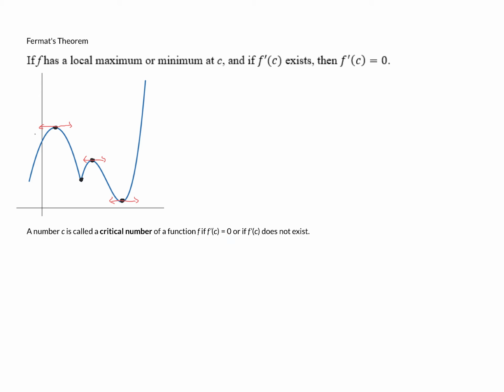And so critical numbers are the x values of a function where the derivative is 0, which means we've got horizontal tangent lines, or where the derivative doesn't exist. And these are the candidates for local maximum or minimum values. So we're going to be using this later to figure out where we might have maximum and minimum values on functions.